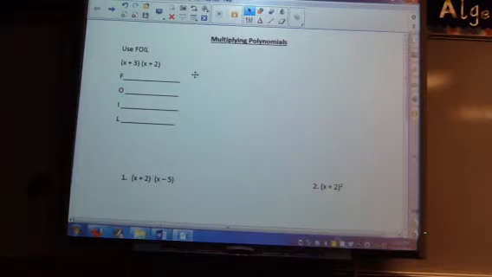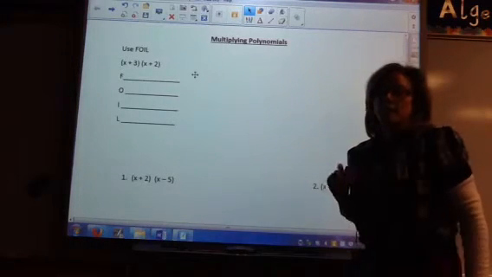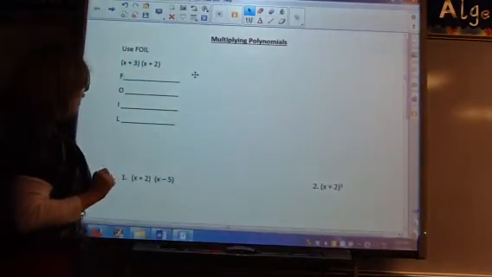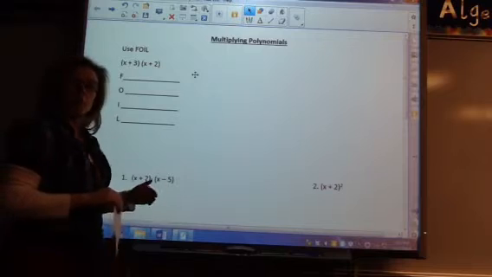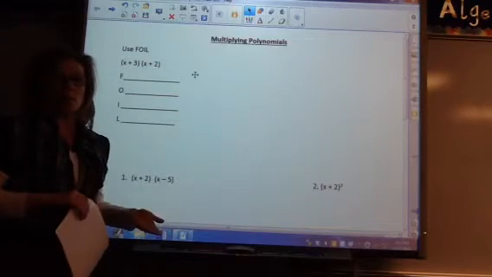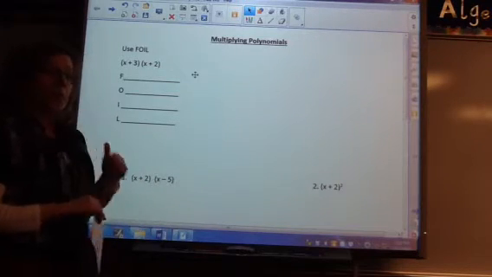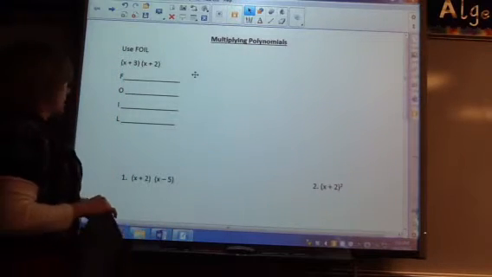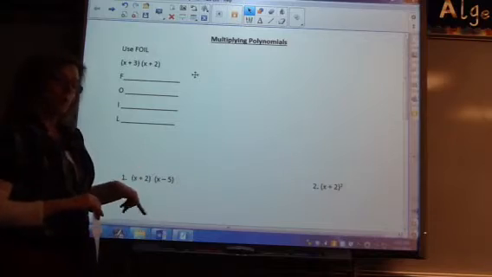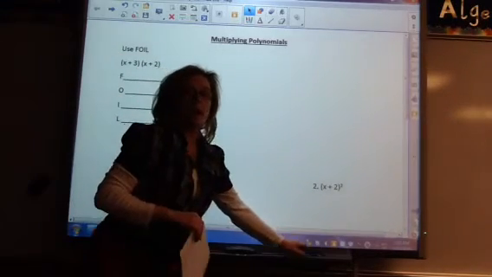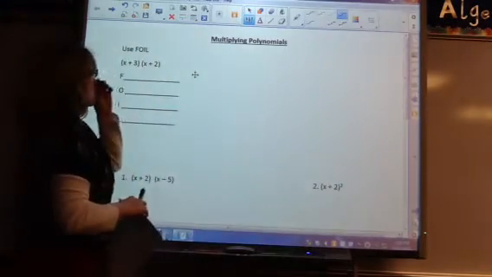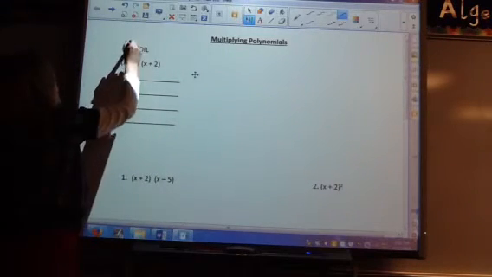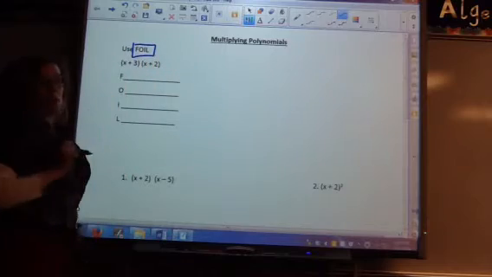Right, students, today we're going to do the second part of multiplying polynomials. What we did in the first part is we might have had a monomial multiplied by a monomial, or a monomial multiplied by a binomial, or a monomial multiplied by a trinomial. Today we're going to deal with binomials and binomials, and maybe even binomials and trinomials. Okay? And when you multiply these types of polynomials, we use something called FOIL.